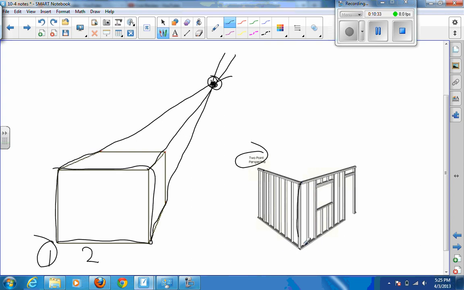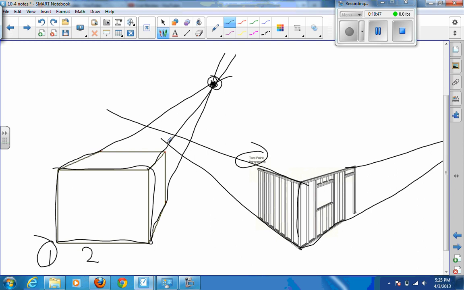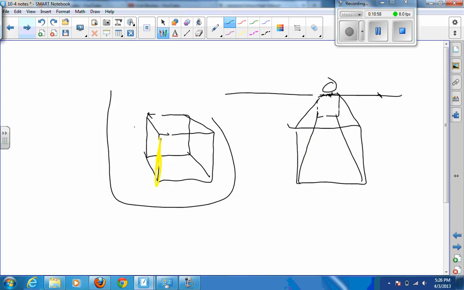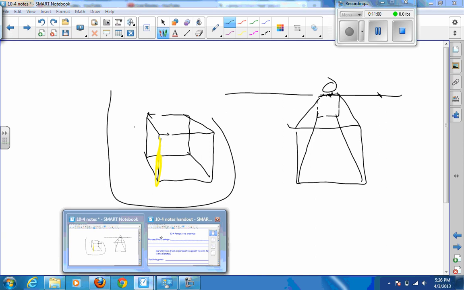Do the same thing here. Trace these lines back. This was actually going to run off the page, but it will probably be maybe another 6 inches over here, maybe. And then we can trace these back, and our vanishing point would be here for that one. So that's how we find our vanishing point for given figures. That's the end of 10.4. Let's move on to 10.5, again pausing when you need to.